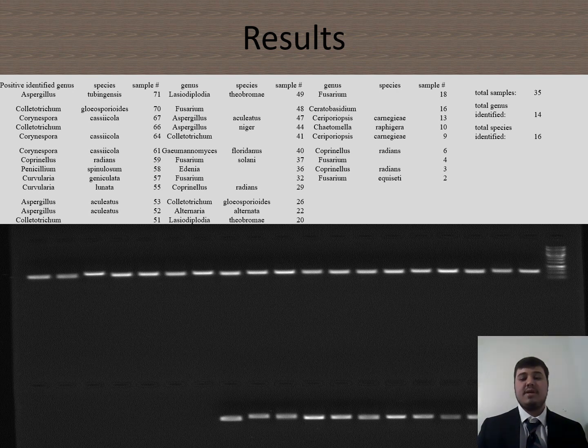Below those results is a PCR gel. PCR stands for polymerase chain reaction, in which DNA is denatured and primers allow for a specific gene to be magnified during renaturing of DNA. In this case, we magnified the ITS region of the DNA, which is used to identify fungal symbionts.